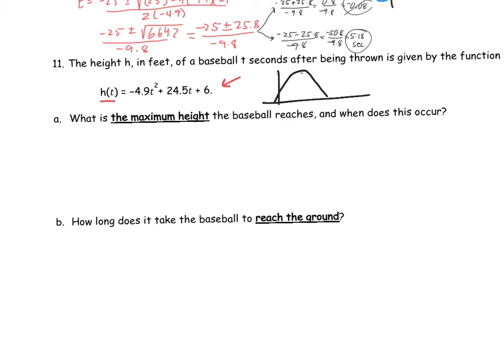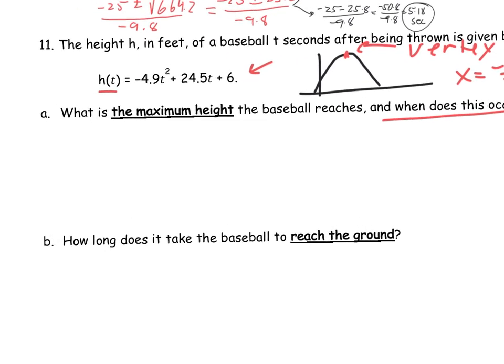They want maximum height. So this ball goes up and comes down. Okay, the maximum height is, I'm not going to use the quadratic formula for this. I'm going to find the vertex. And that's x equals negative b over 2a, or in this case, t for time. That finds the time. It says, what is the maximum height the baseball reaches and when does this occur? So we got to find the time first, and then we'll find the actual maximum height.